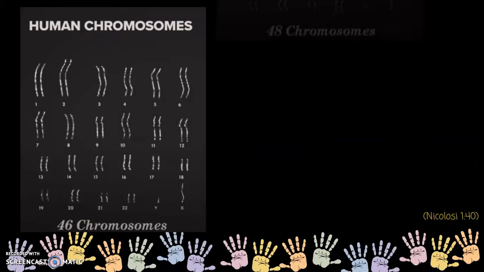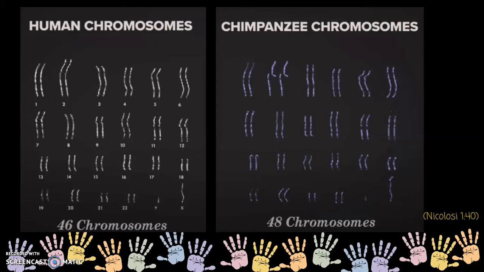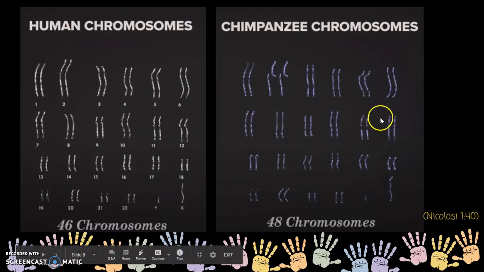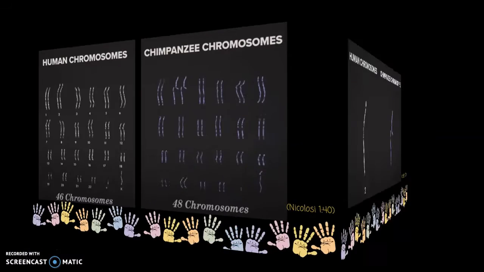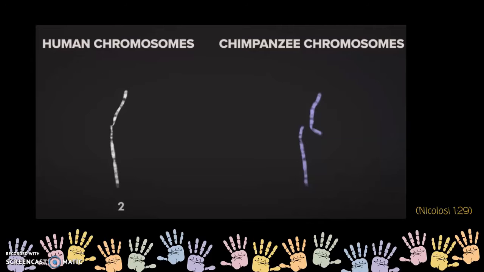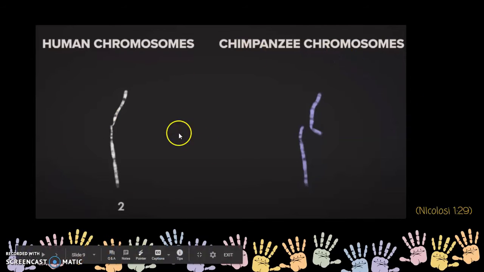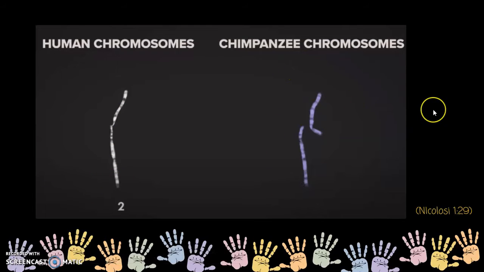Let's take a look at a karyotype of a human and one of a chimpanzee. A karyotype is just a picture of chromosomes, which are coiled strands of DNA wrapped around histone proteins. And as you can see, humans have 23 pairs of chromosomes, and chimpanzees have 24 pairs of chromosomes. And they look pretty similar, except for chromosome 2. We have one long strand of chromosome 2, and theirs is split into 2 different chromosomes.